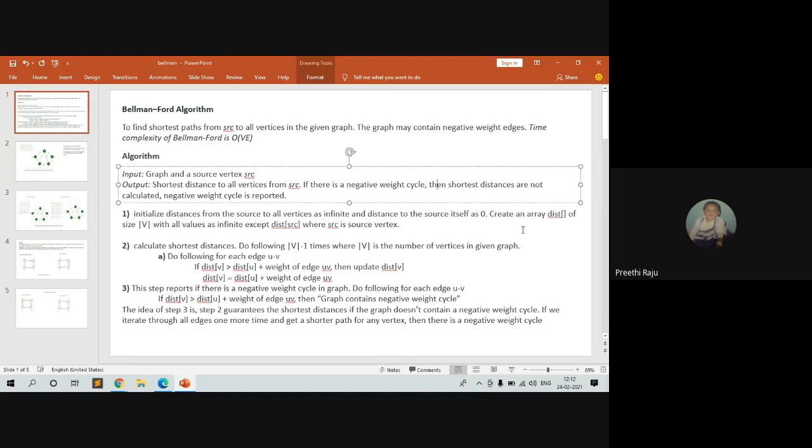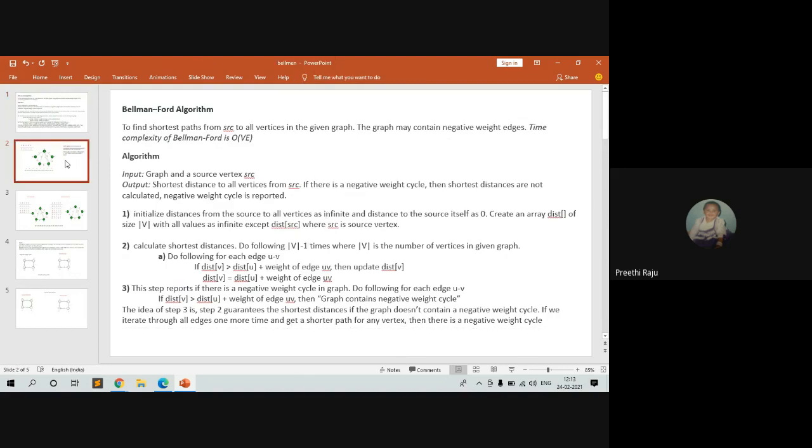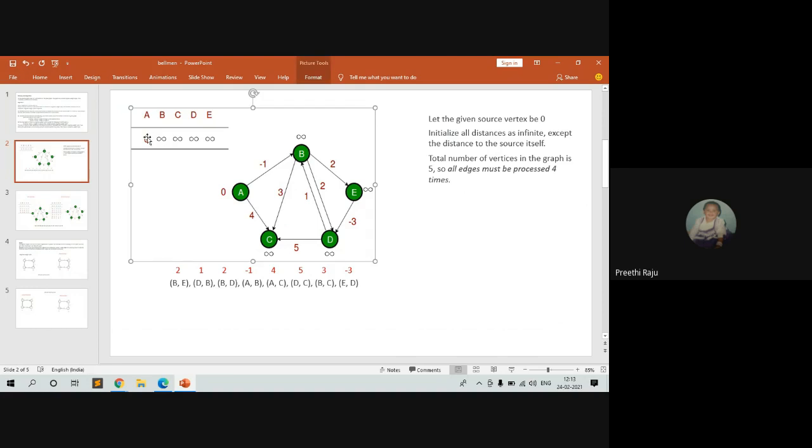And then we have to create an array called distance, the shortest distance, where the size is V. Here we have 5 nodes, so V is 5. And then we fill everything with infinity other than A, because A is our source node.